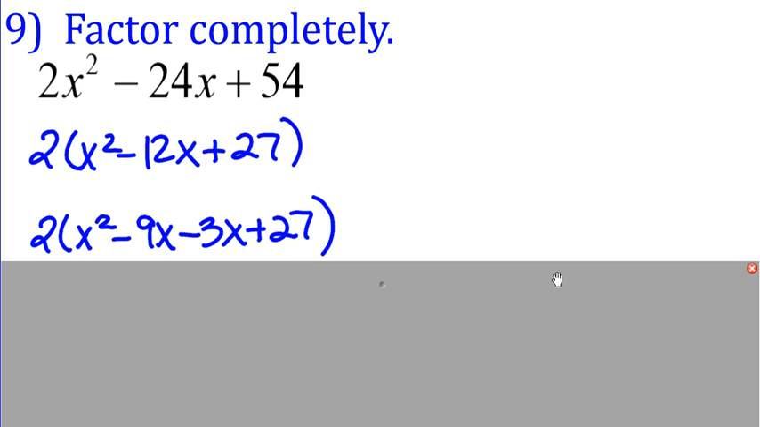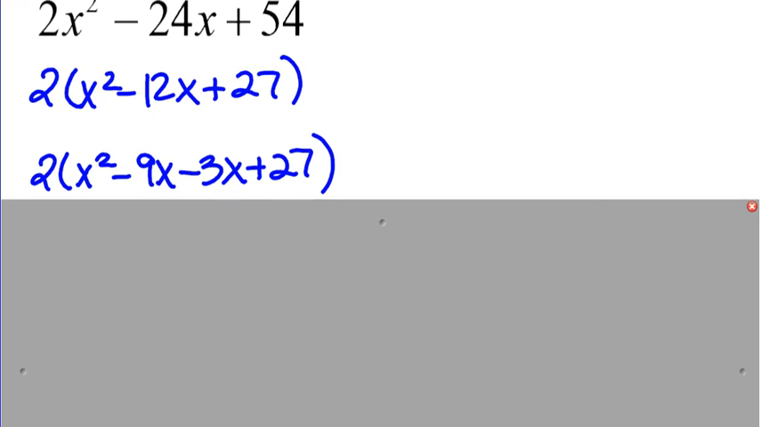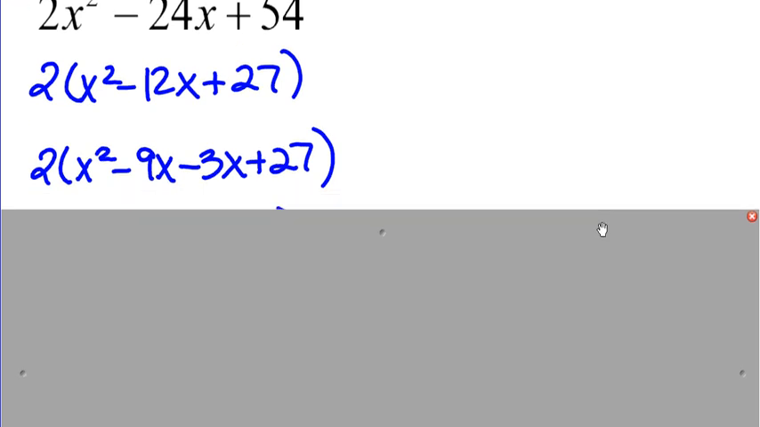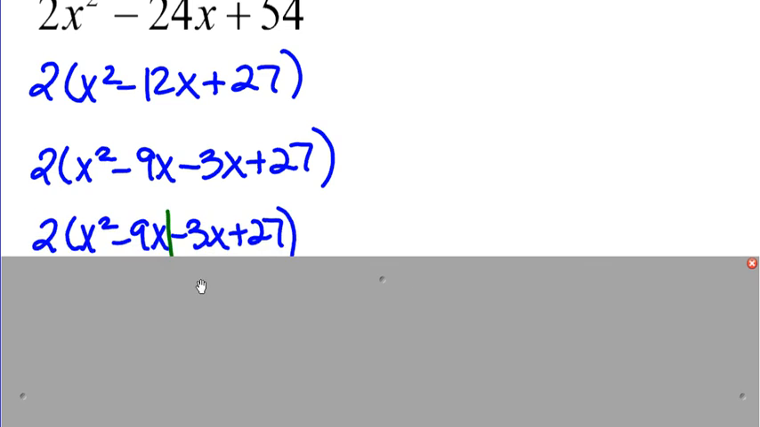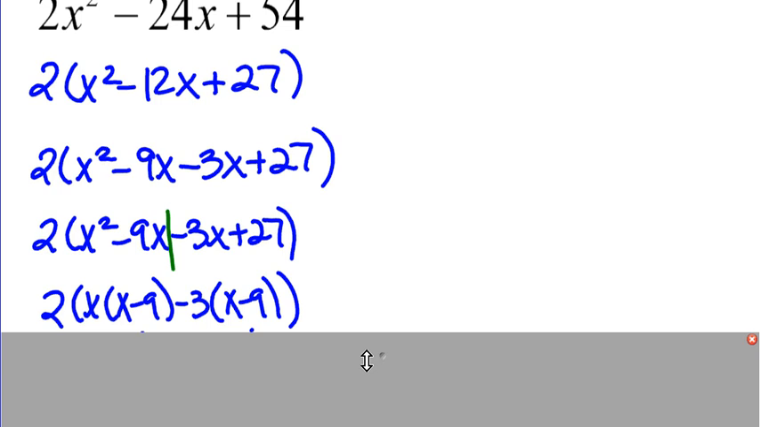Again, we like having 4 terms because we can split them into pairs and see what they have in common to divide out. The first pair has an x in common, so we could rewrite this as x times x minus 9. The second pair had a negative 3 in common, so we could have negative 3 times x minus 9. Again, we're looking to see if they're being multiplied by the same amount, so they have a common factor of x minus 9. Therefore, we could write the expression as 2 times x minus 9 times x minus 3.